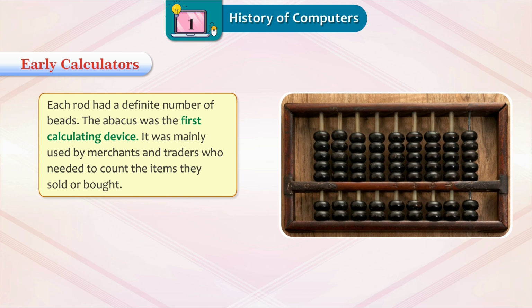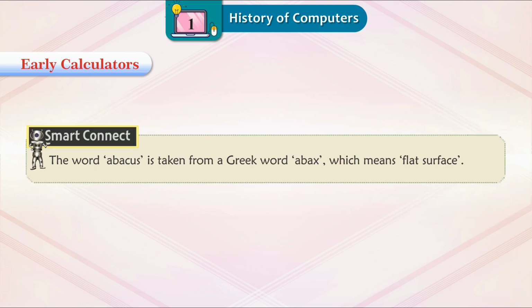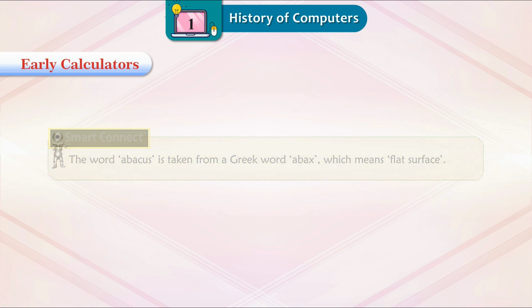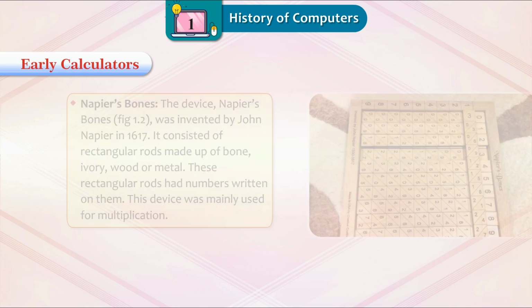It was mainly used by merchants and traders who needed to count the items they sold or bought. It was also used to perform basic calculations such as addition, subtraction, multiplication, and division. Smart Connect. The word abacus is taken from a Greek word abax, which means flat surface. Further developments led to the invention of different machines for calculations.